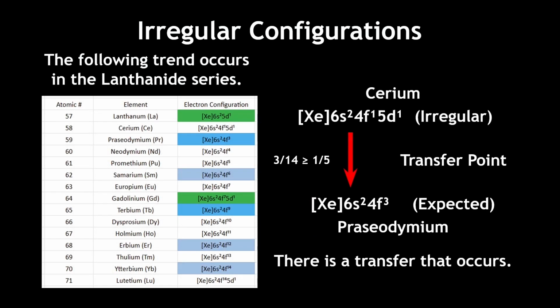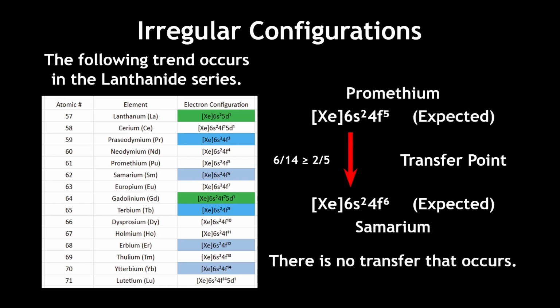When the number of electrons past 6s2 exceeds multiples of 1/5 of the capacity of the 4f subshell, which is 14, a transfer will occur from 5d to 4f if possible. For example, praseodymium has 3 electrons past 6s2. Since 3/14 exceeds 1/5, praseodymium is a transfer point. Since there is an electron in the 5d subshell at this point, a transfer occurs. 1 electron moves from the 5d subshell to the 4f subshell.